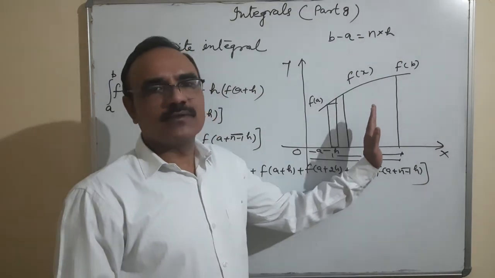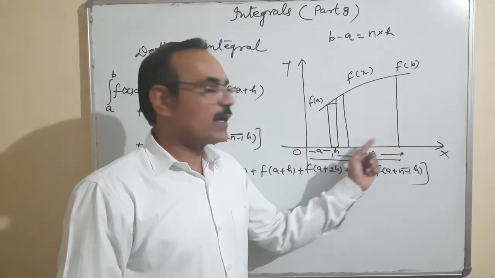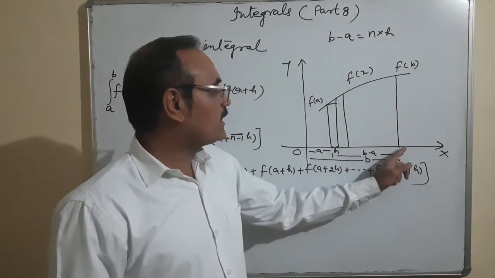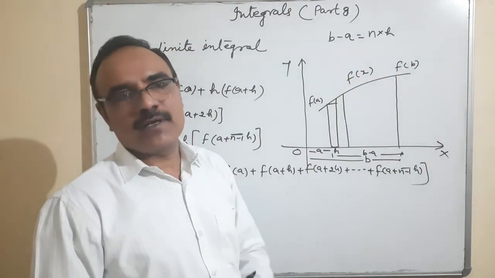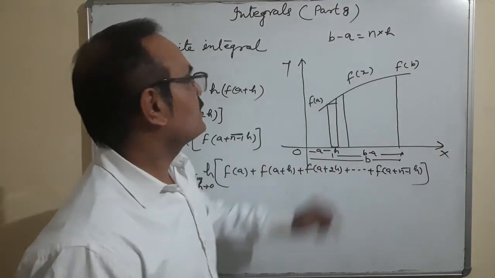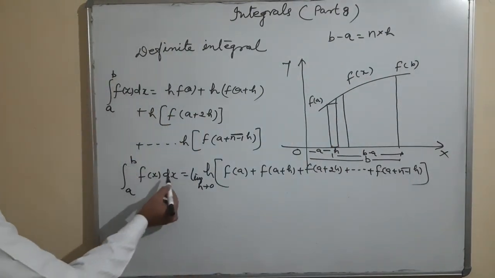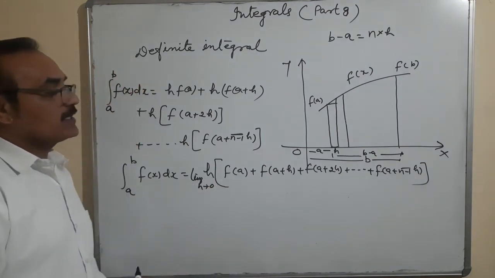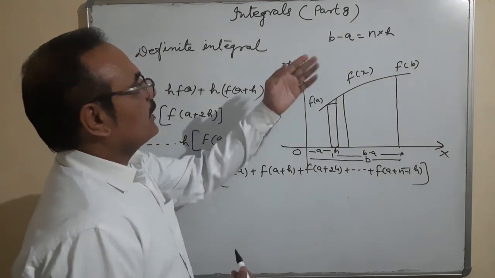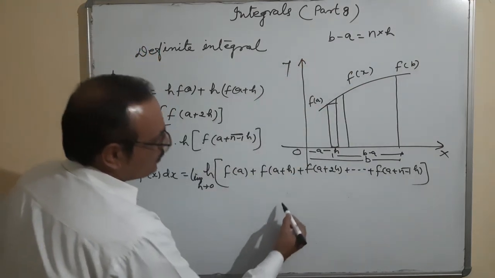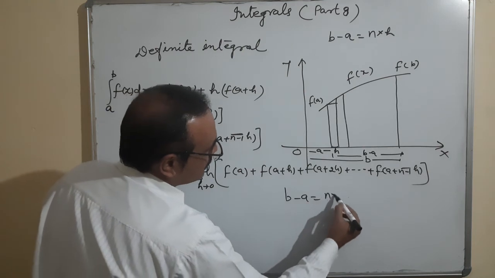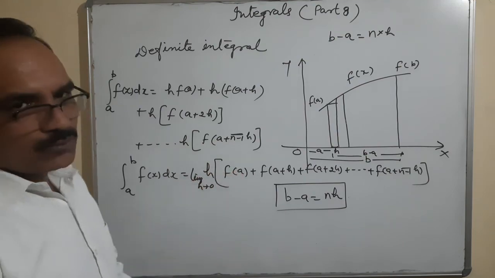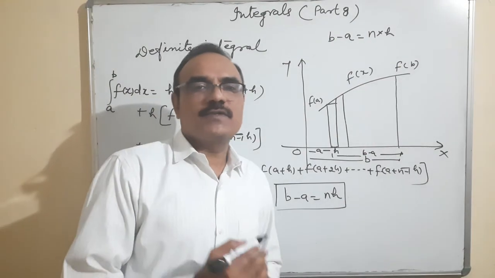One strip multiplied by the number of strips gives the total strips from here to here. So the difference b minus a is equal to n into h. Okay. So integral a to b f of x dx is equal to limit h tends to 0 of h times f of a plus f of a plus h plus f of a plus n minus 1 into h, and so on, where upper limit minus lower limit b minus a is equal to nh. What is this? This is the formula called limit of the sums.